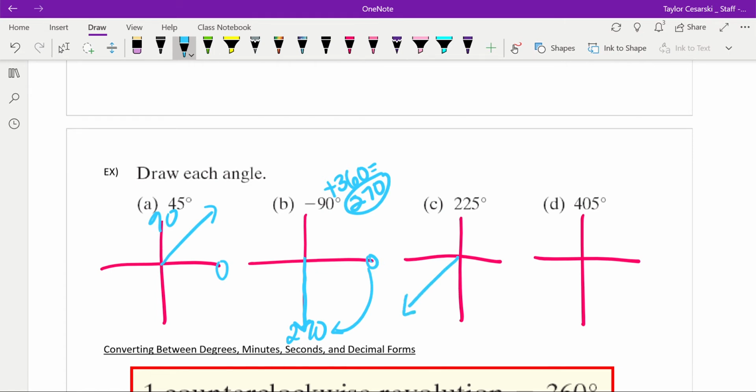And 405, now, wait a second, that's bigger than 360. So I'm going to find the coterminal, which is subtracting 360 because it's too big, and that gives me 45. Some people like to show that it went around more than once. With an arrow like that, I wouldn't be too picky as long as you get it in the correct location, because 405 and 45 are coterminal angles.